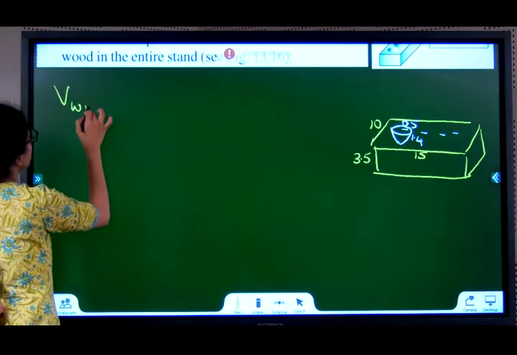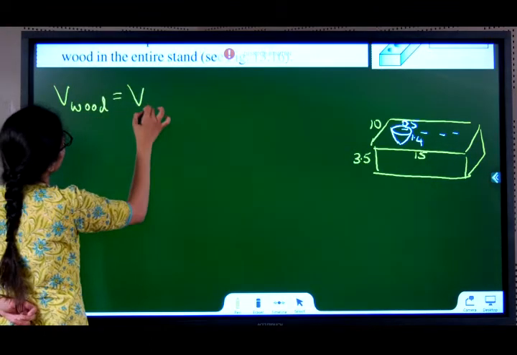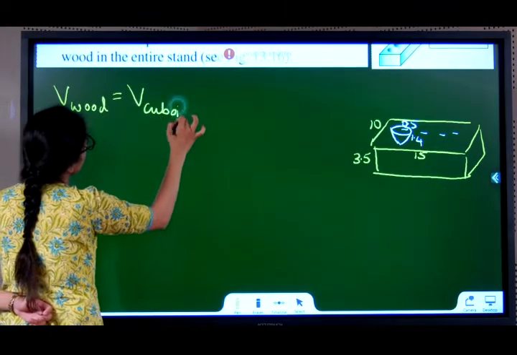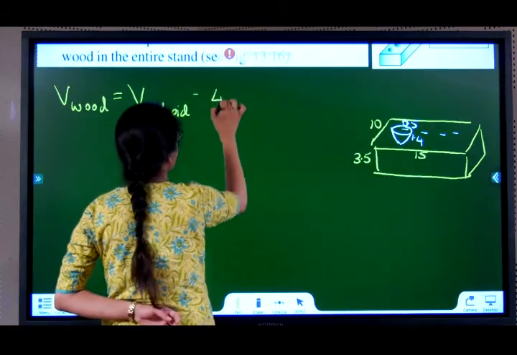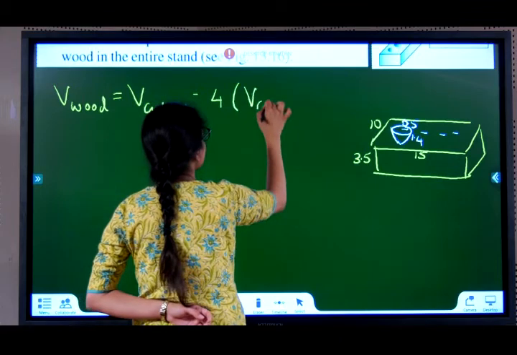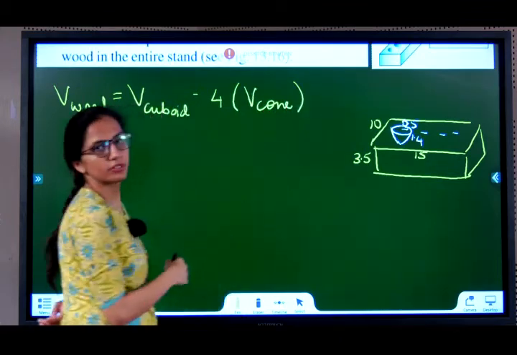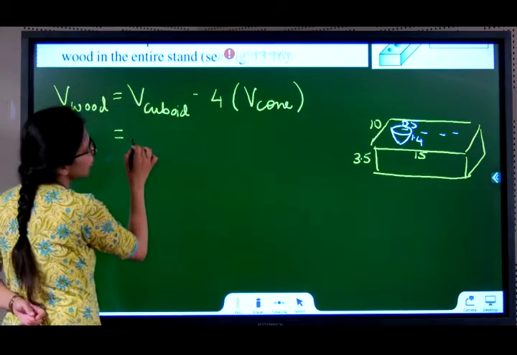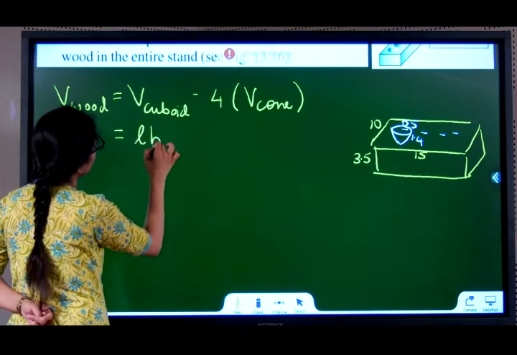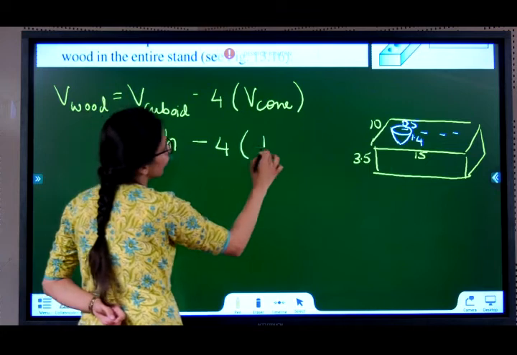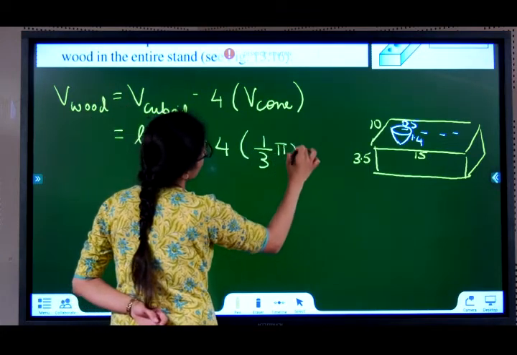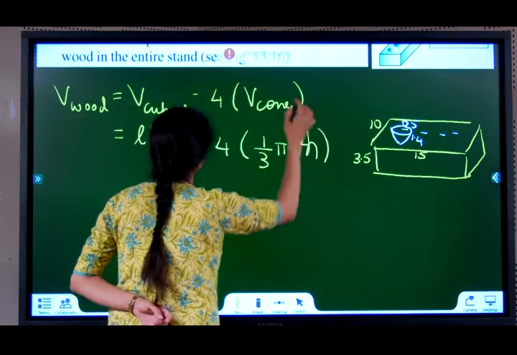Volume of wood will be volume of cuboid minus these 4 parts that are removed out. Each of them is a cone. Agreed? Volume of cuboid is length into breadth into height, minus 4 into volume of cone. Each cone is 1 by 3 pi r square h.